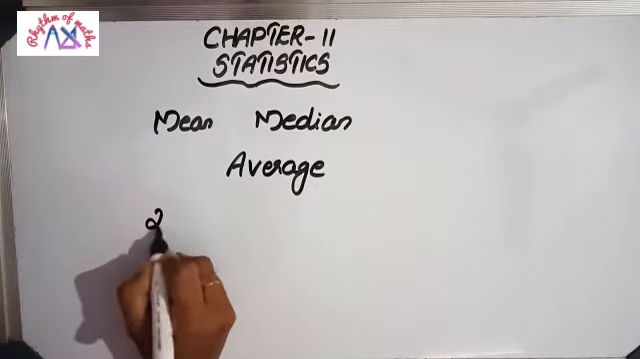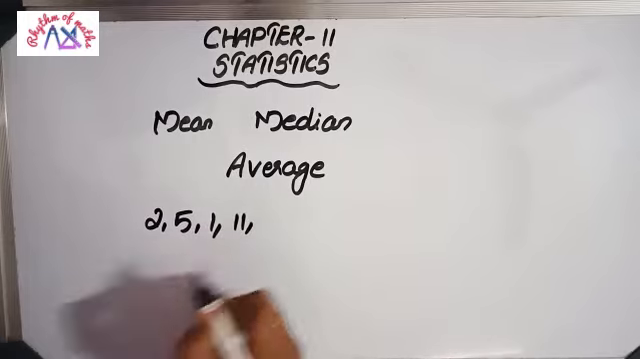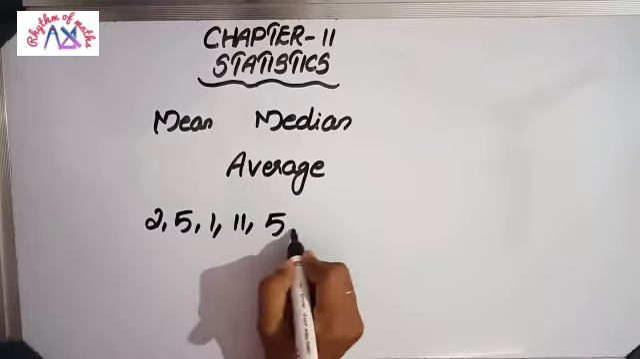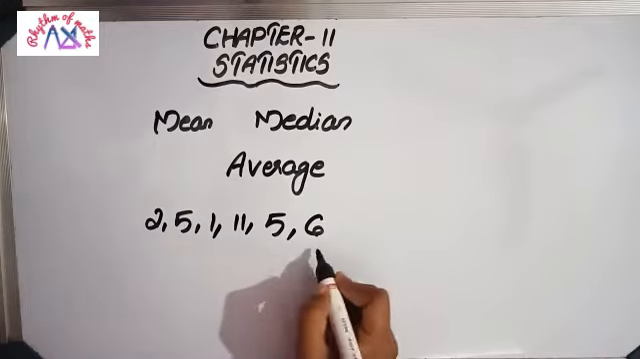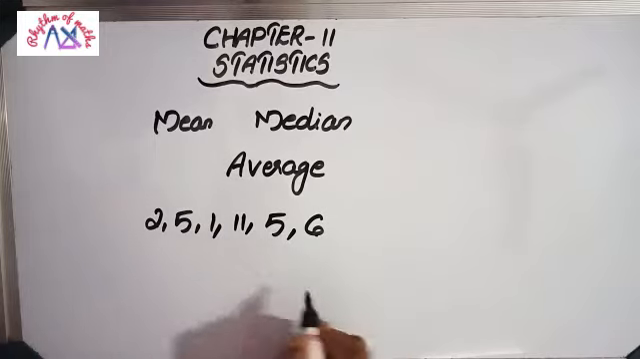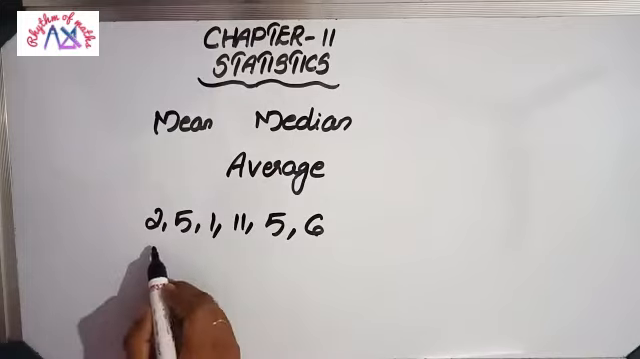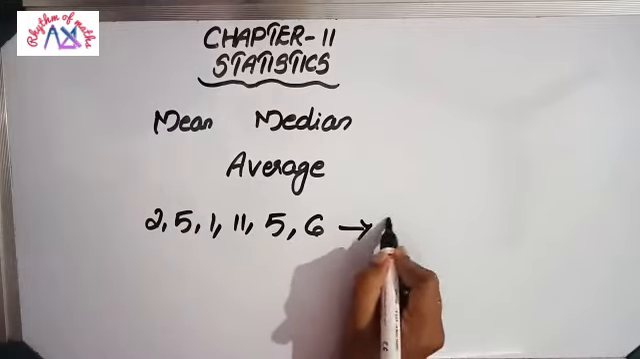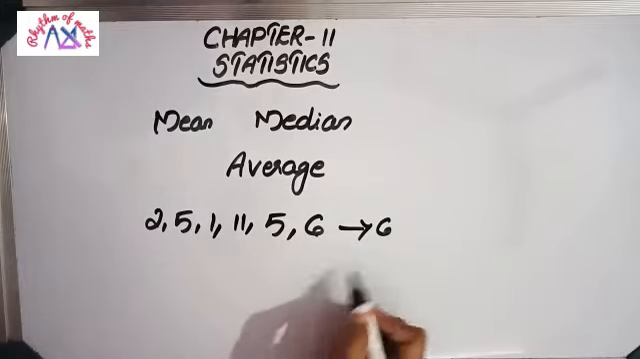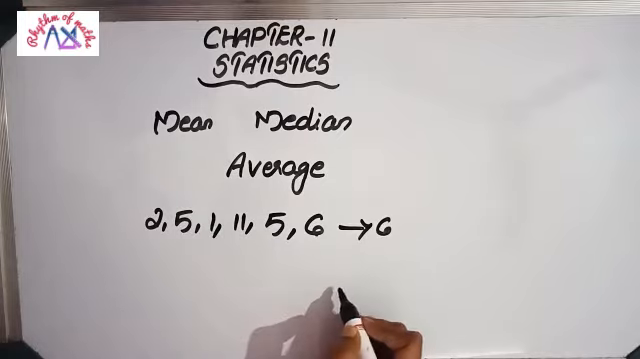For example, 2, 5, 1, 11, again 5, 6. For example, these are the marks scored by some students in a particular exam. These are the marks scored by 6 students. So total 6 students here. These are the marks of 6 students. We have to find the mean and median mark.